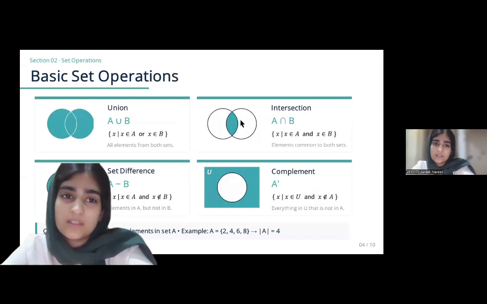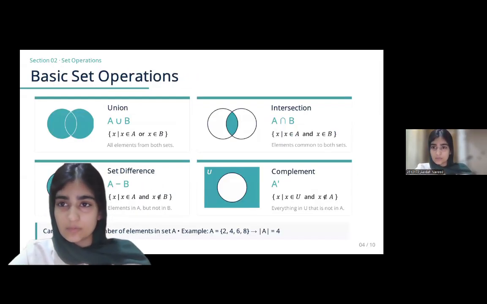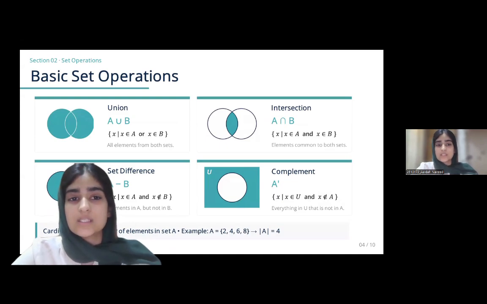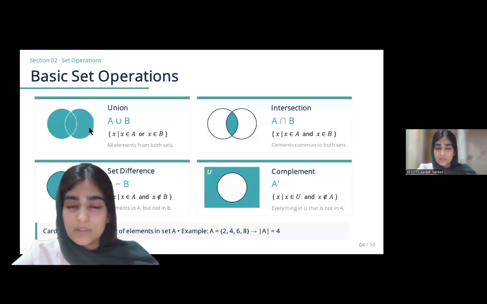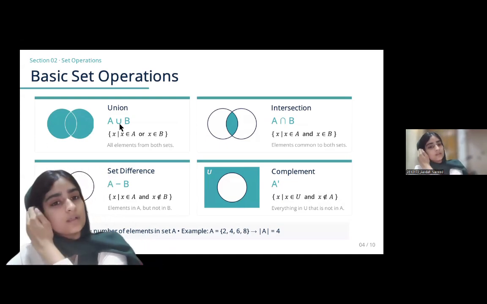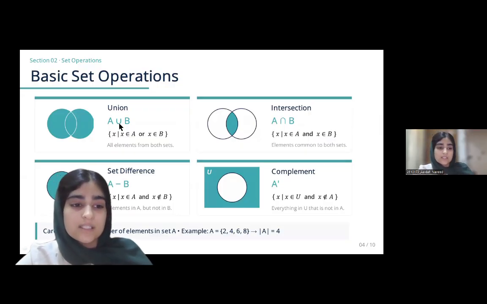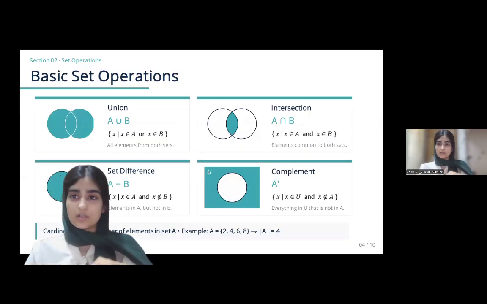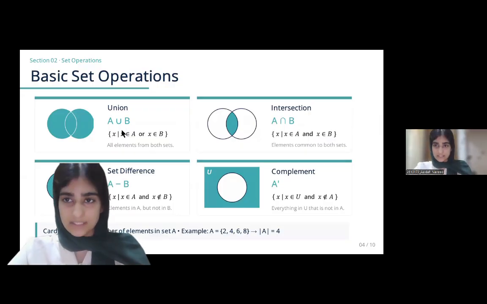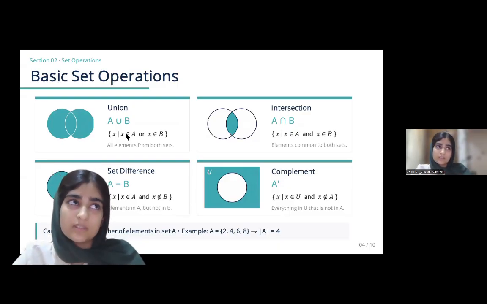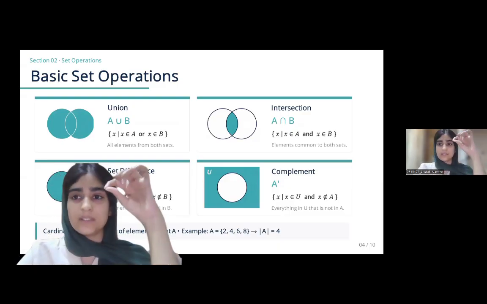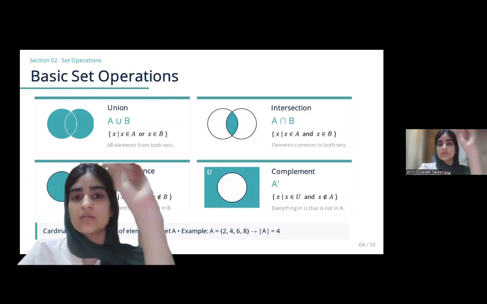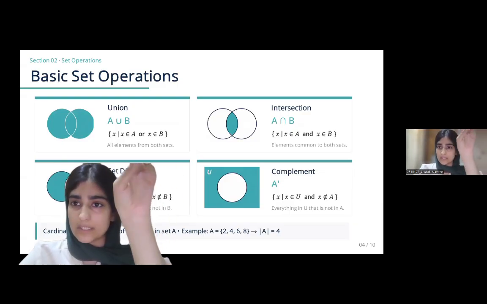So I'm Aida Naveed and I'm going to discuss the basic set operations that we can do on different sets. First of all, we have union, which gives us a set that contains all the elements from set A and set B. The special thing about union is that if an element is repeated in set A and in set B, we only write it once instead of writing it twice.